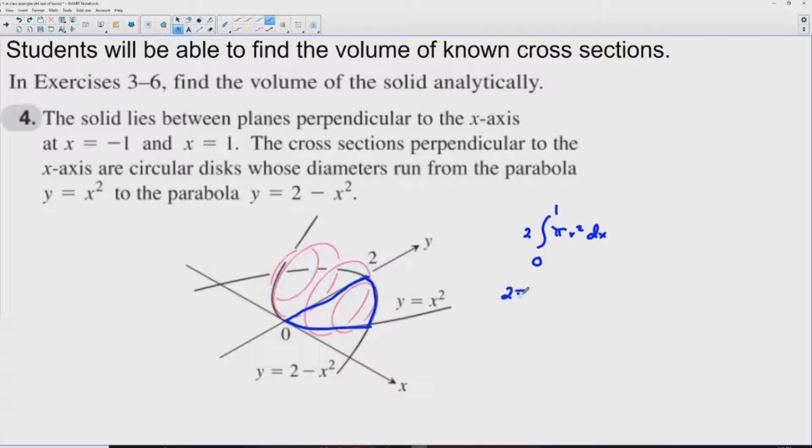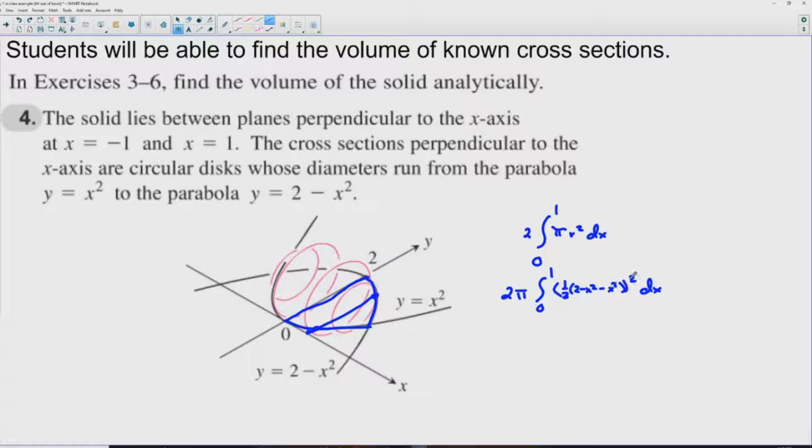So let's pull the pi out. And we're still going from 0 to 1, and we need to square the radius. I probably didn't leave enough room for this, but if you take the function value to the top minus the bottom function, that would be the diameter, so we'd have to take half of that. So we have 1/2. The top function is 2 minus x squared, and then the bottom is x squared. And then we are squaring that.